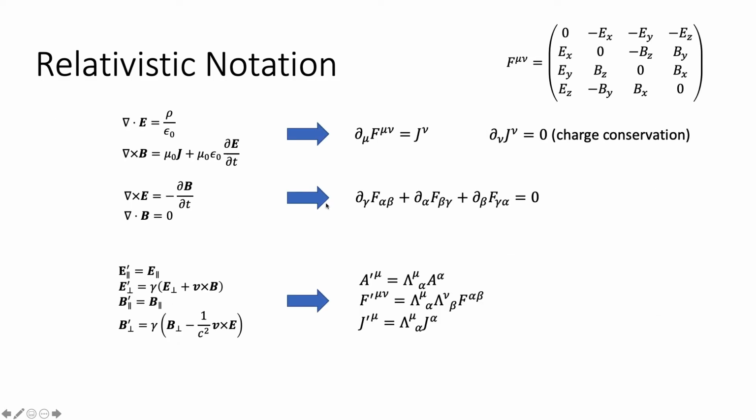So why is that useful? It's useful because two of the Maxwell's equations can be written very compactly as such, and this also gives rise to charge conservation because F is antisymmetric.